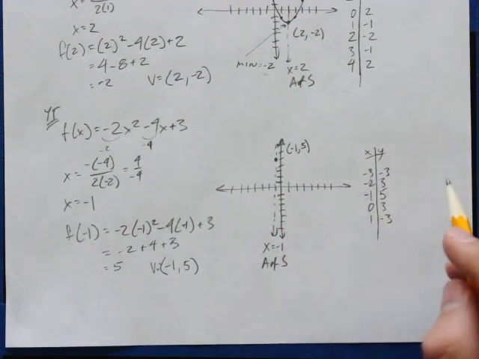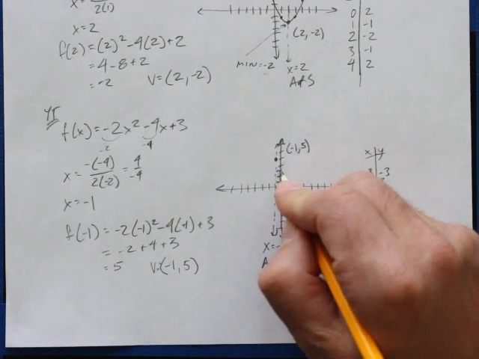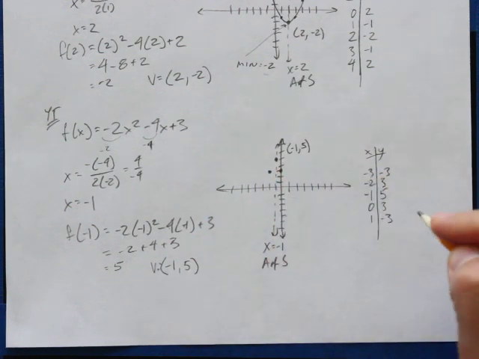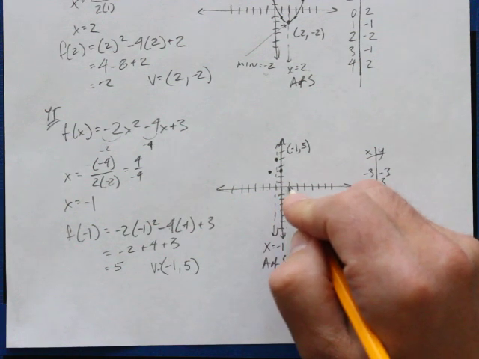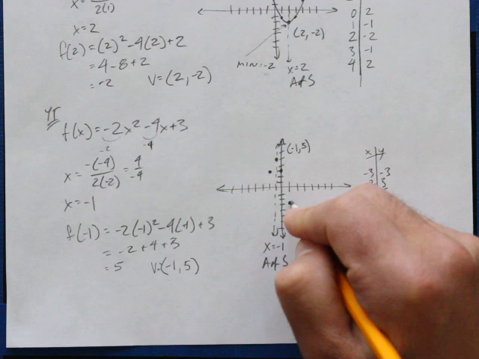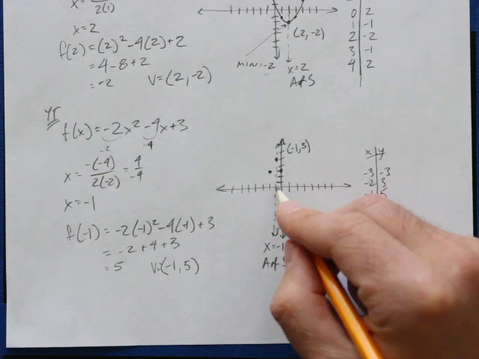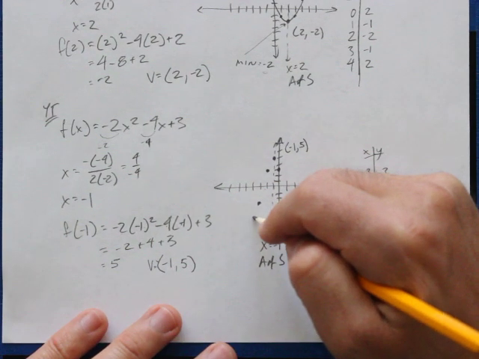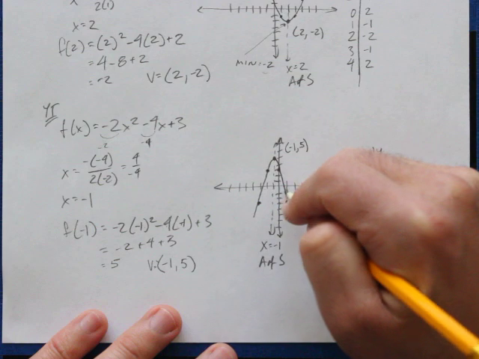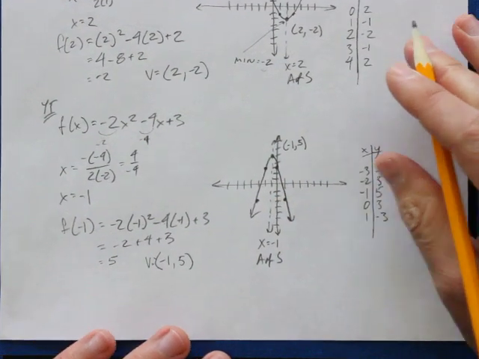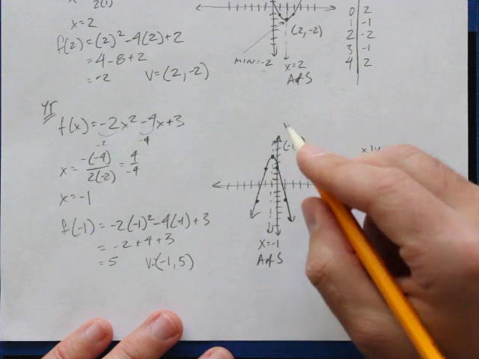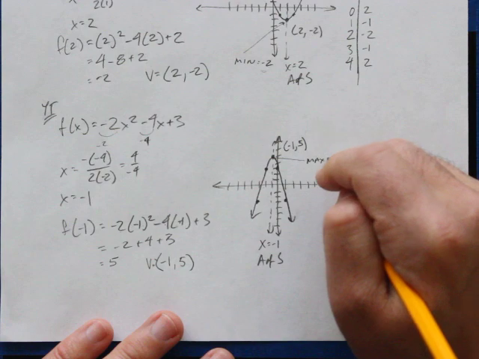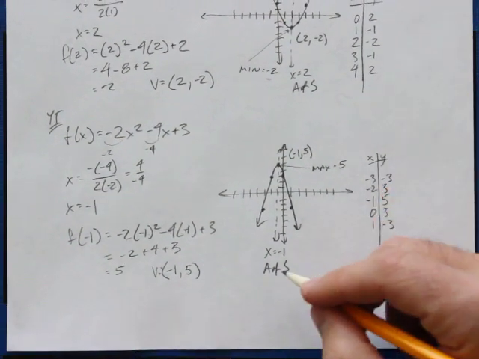So let's plot the rest of these points here. (0, 3), (-2, 3), (1, -3), and (-3, -3). Notice this parabola opens downward. Now, that means this will not be a minimum up here. This is going to be a maximum. The maximum is 5.